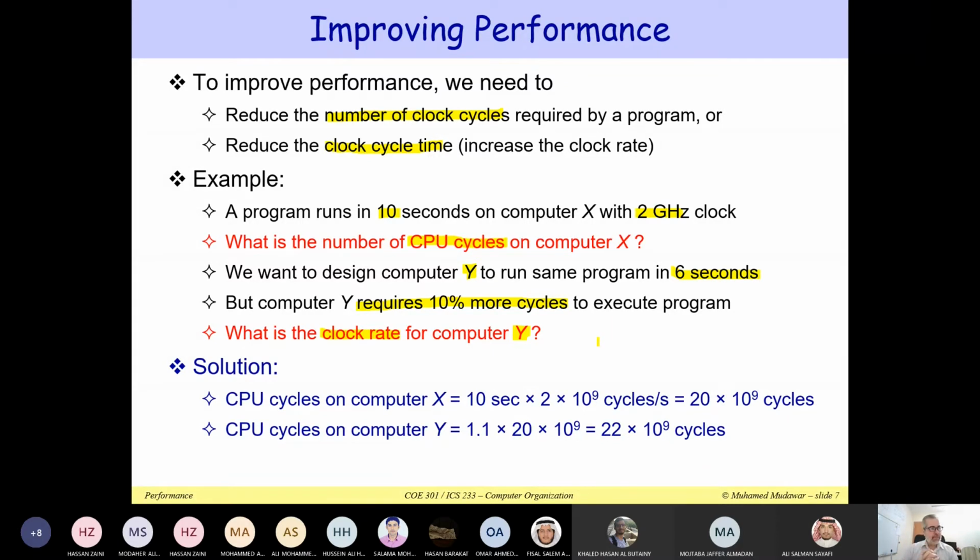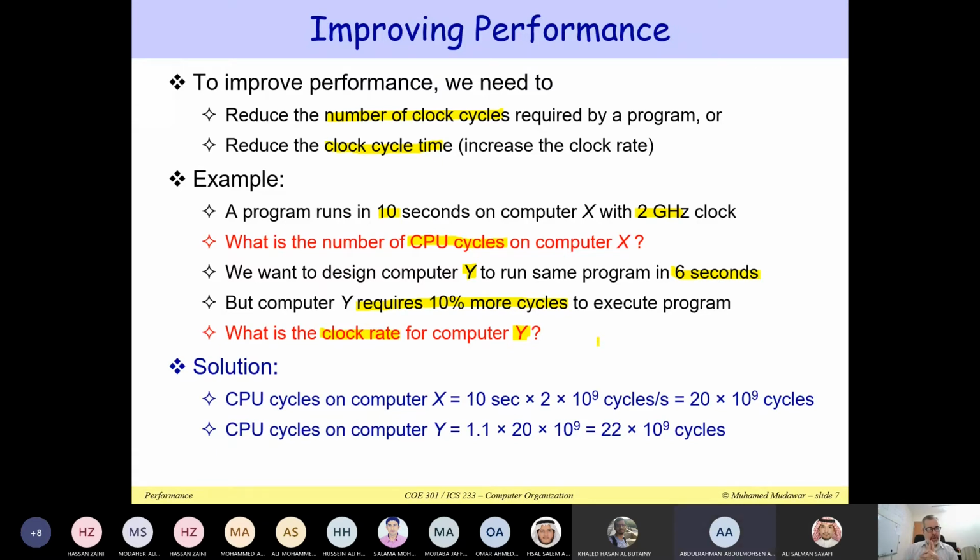So what is the frequency for computer Y? Well, we did not calculate it yet. I just calculated the number of CPU cycles. Now you tell me, Abdurrahman, what will be the clock frequency for computer Y? I will need to divide by 6.